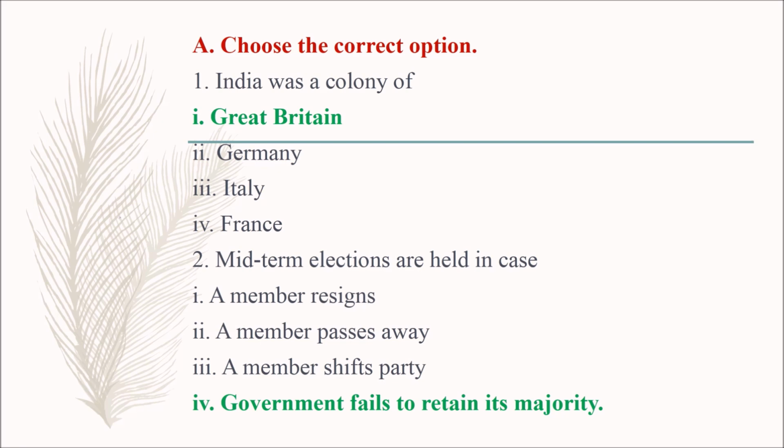Great Britain. Question number 2. Midterm elections are held in case option 1. A member resigns. Option 2. A member passes away. Option 3. A member shifts party. Option 4. Government fails to retain its majority. So the correct answer is option 4. Government fails to retain its majority.